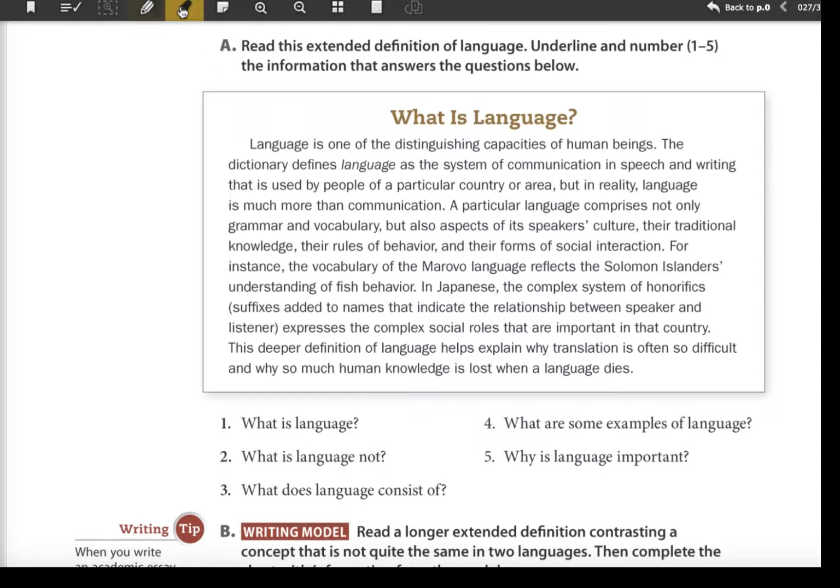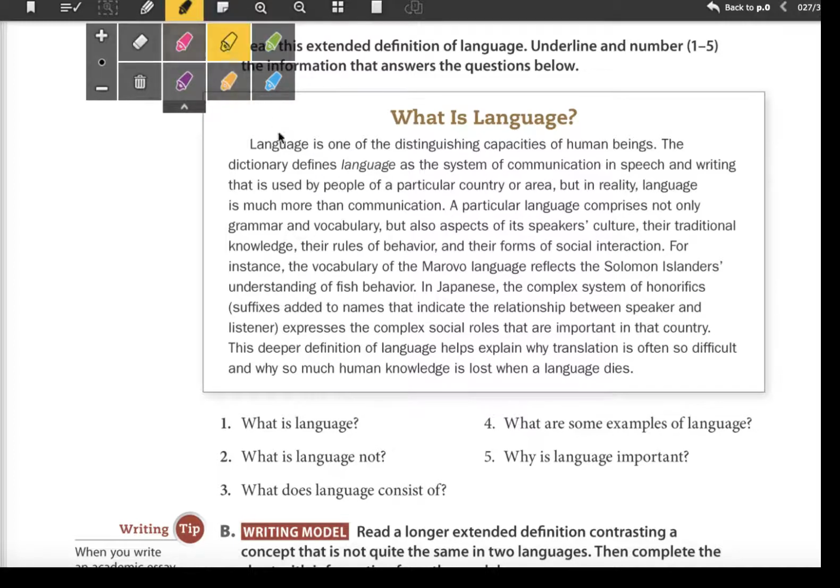And I'm gonna get a marker for you. And it says language is one of the distinguishing capacities of human beings. The dictionary defines language as, and so remember I said that what is, that's going to be your definition, okay? So what is language? We're going to say language is the system of communication in speech and writing that is used by people of a particular country or area. That's what language is. Now I stopped there because it transitioned to, but in reality.